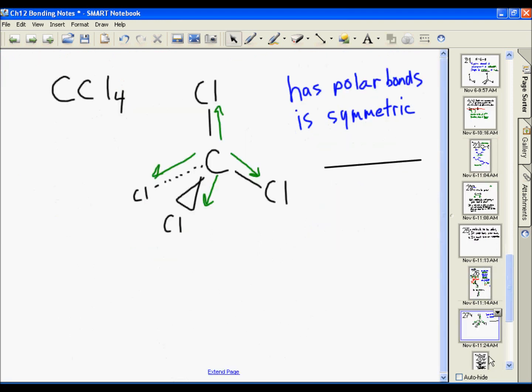So let's look at some examples. This is carbon tetrachloride. It has polar bonds, but it's symmetric. I show the polar bonds as dipole moments going from the carbon to the chlorines. But it's symmetric. And a tetrahedral with the same thing on the end of the tetrahedral will always be symmetric. And because it's symmetric, it's what? Polar or nonpolar? It's nonpolar.